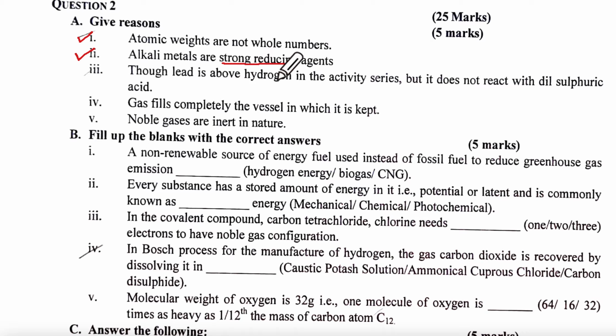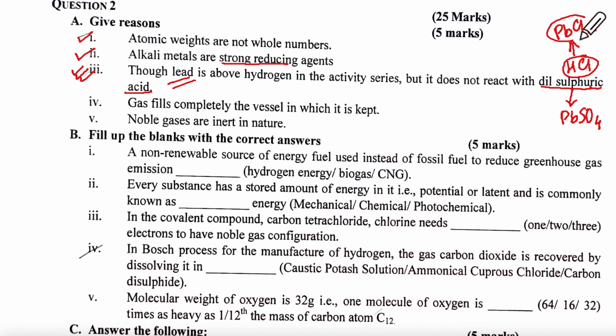Though lead is above hydrogen, it does not react with dilute sulfuric acid. This one is an important one. In place of dilute sulfuric acid, they will give you dilute hydrochloric acid also. Reason being, what does lead form? Insoluble coating of PbSO4 with sulfuric acid and the reaction stops. If it is HCl, what will it form?